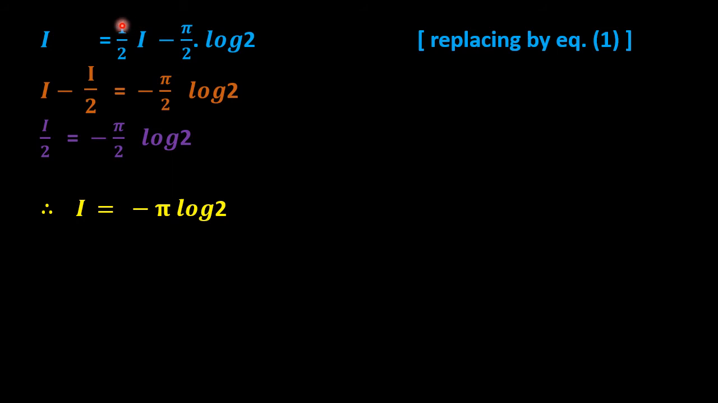Now we shift this right hand side first term to the left hand side, and it will be I minus I by 2 equals to minus pi by 2 log 2. So this I is common, then 1 minus 1 by 2, which is half only. So in the left hand side I by 2 equals to minus pi by 2 log 2. So this 2 and 2 will get cancelled, and I equals to minus pi log 2. So this is the answer for question number 16.